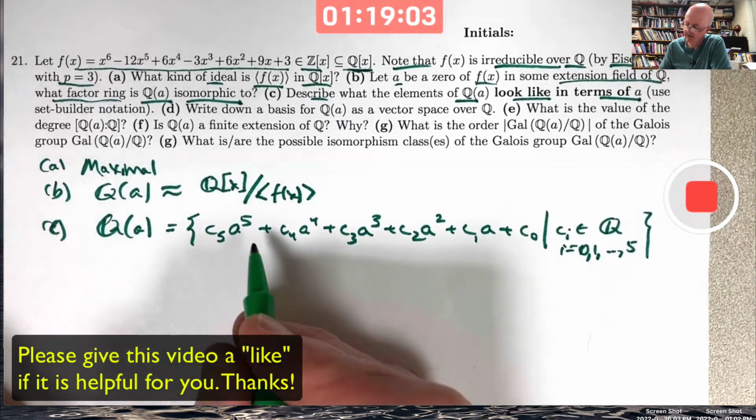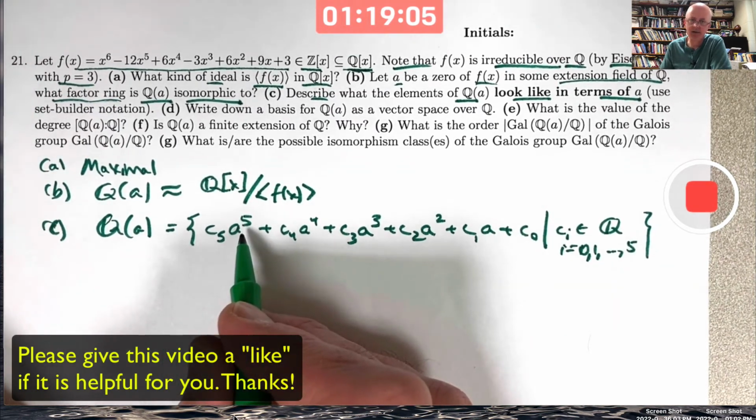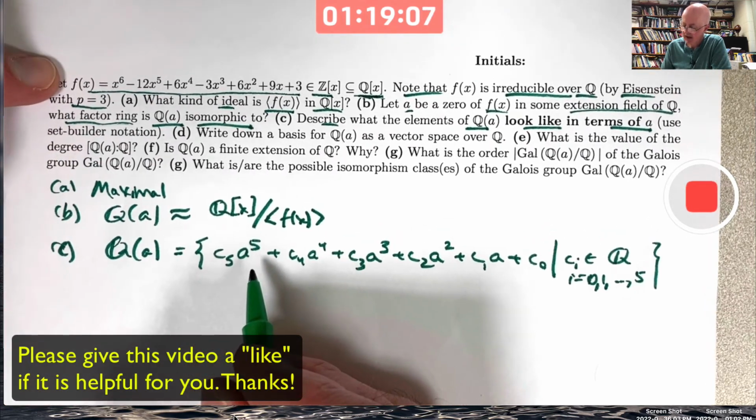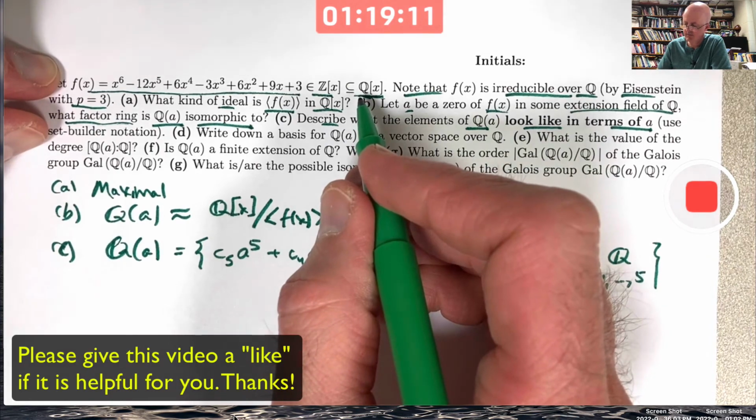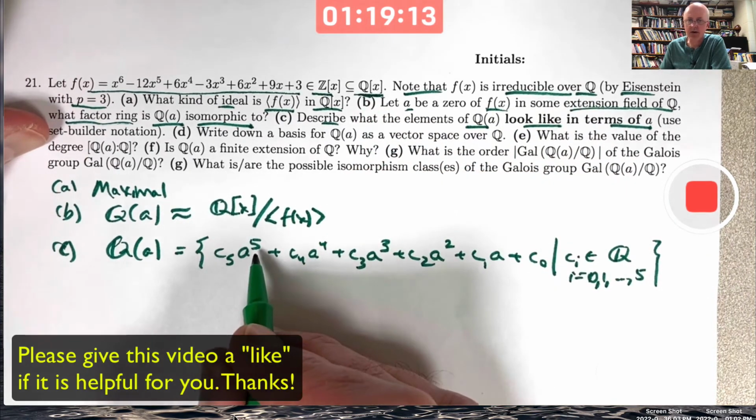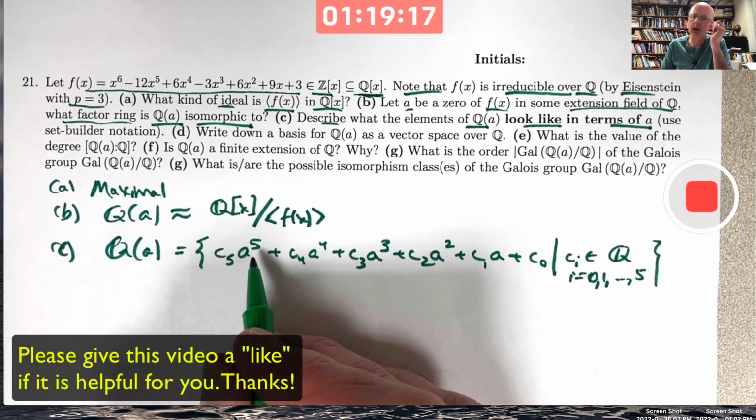That's how this set can be described in terms of powers of a. And the 5 there, the highest power, is related to the fact that this f of x has degree 6 and is irreducible over Q. So the highest power of a is always n minus 1, where n is the degree of the irreducible polynomial you're working with.